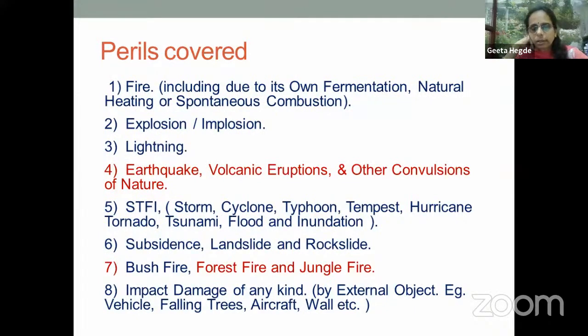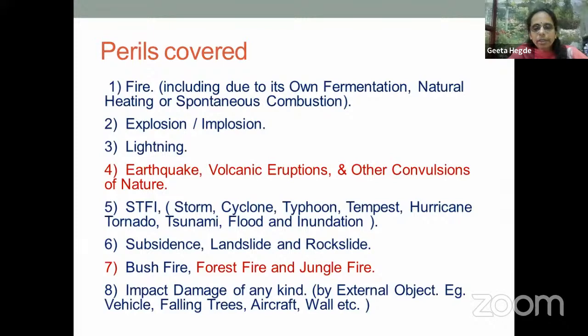So forest fire is not an add-on cover, but forest fire is covered along with bushfire, and jungle fire also has been specified. Impact damage of any kind by external object, for example, vehicles, falling trees, aircraft, wall, etc. More care has been taken to elaborate or bring clarity in the definition of perils in the new policies. Falling trees has been added, wall has been added in the definition itself.